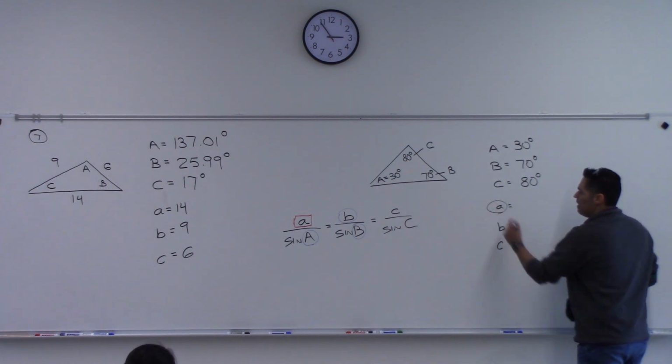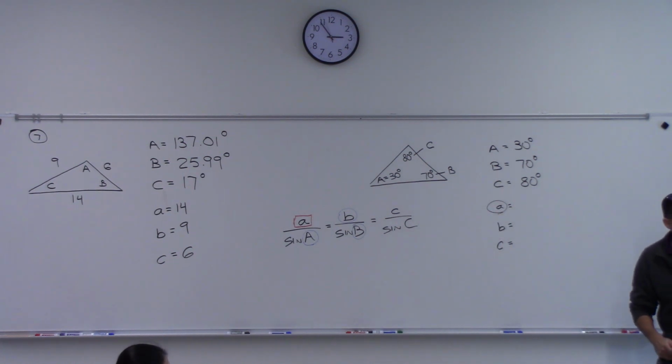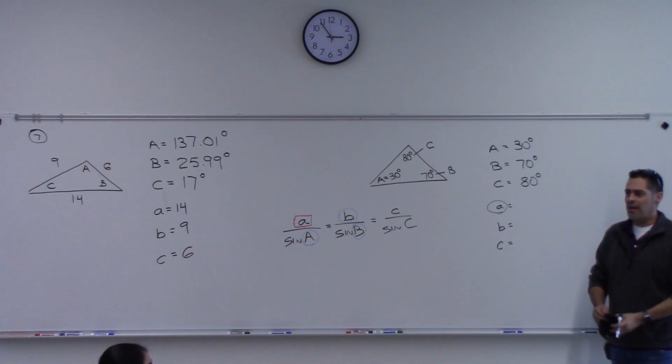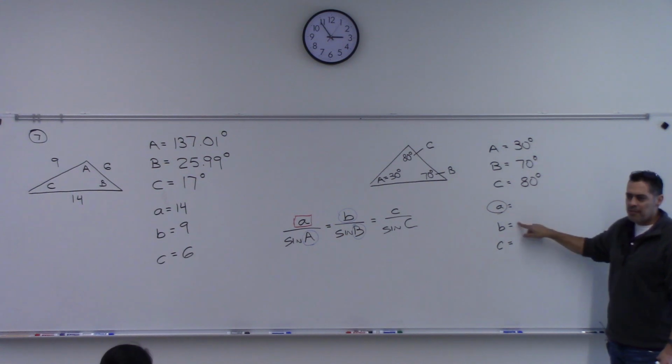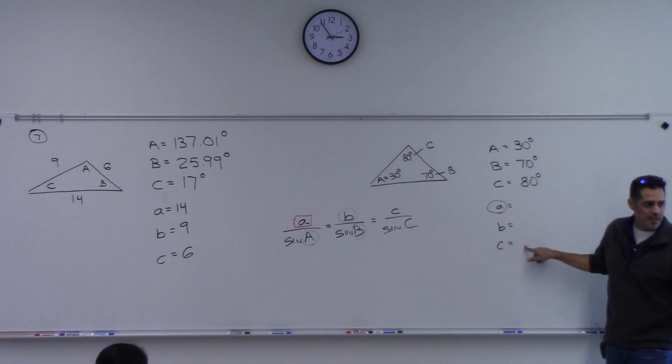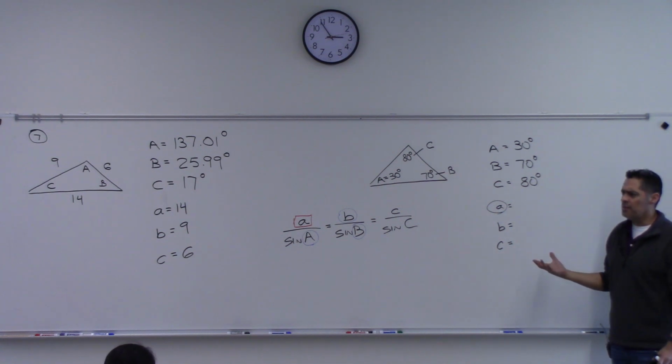What do I need to find A? I need little b, little c, and capital A, right? I only have capital A. And same thing with little b. I can't solve for little b because then I need to know little a and little c. You see, I don't have enough information.